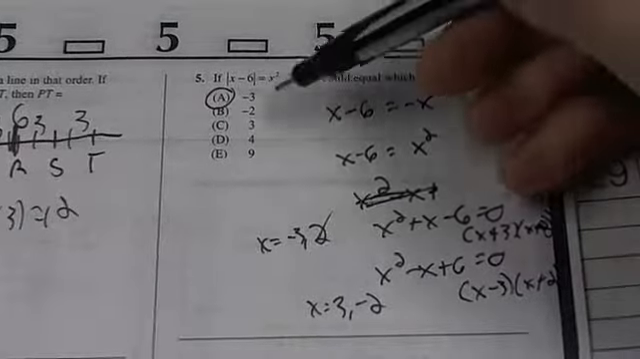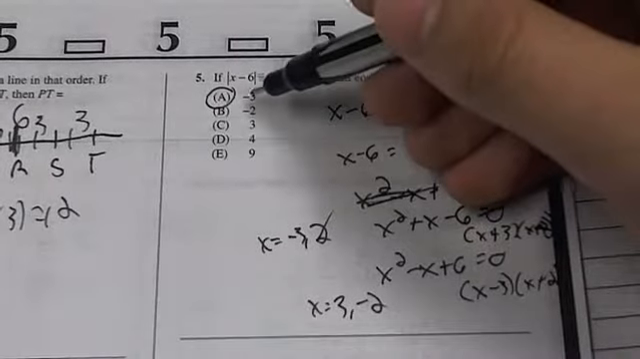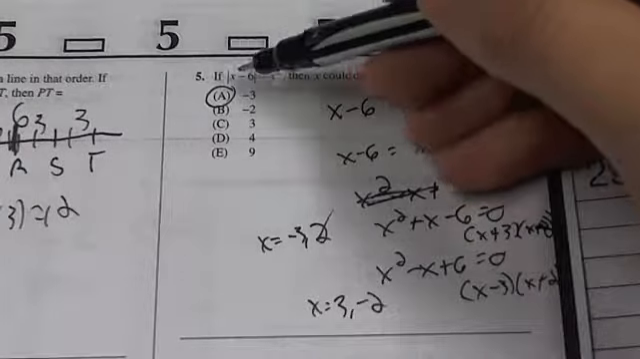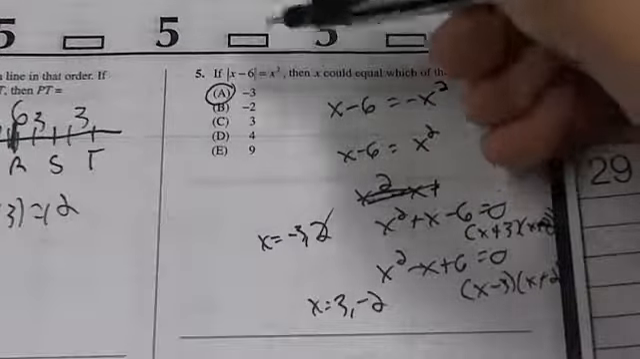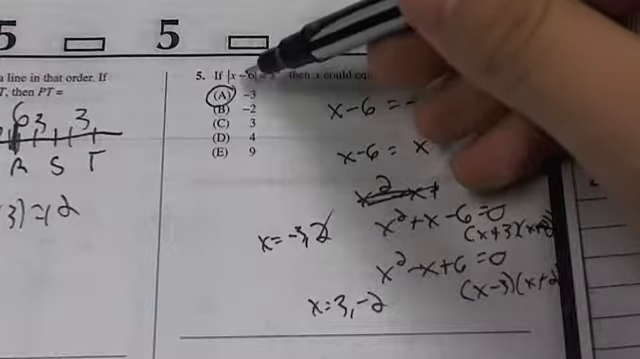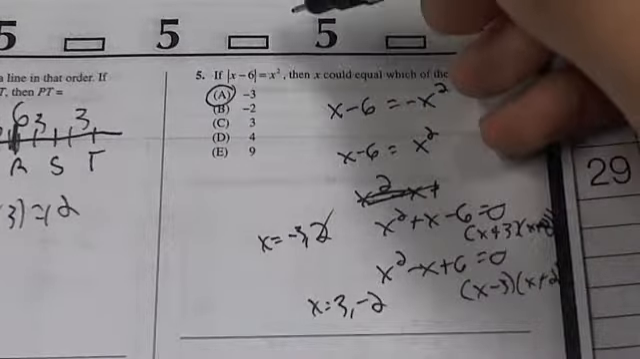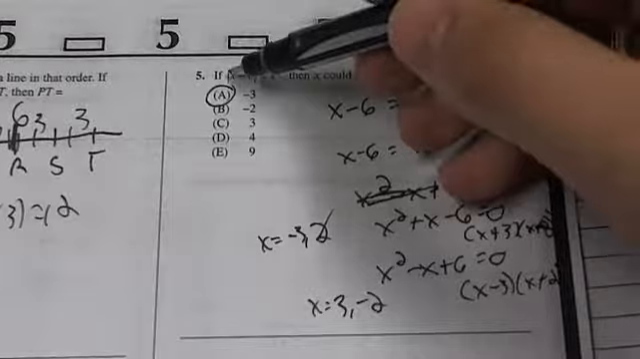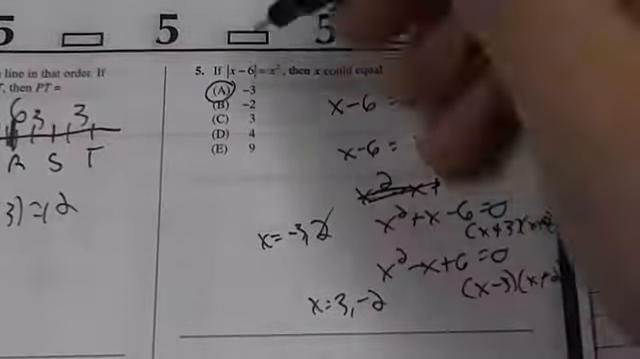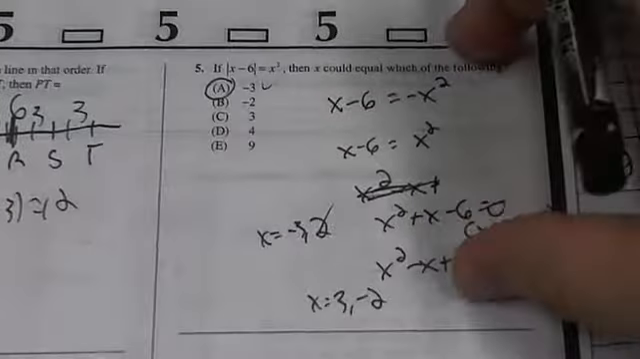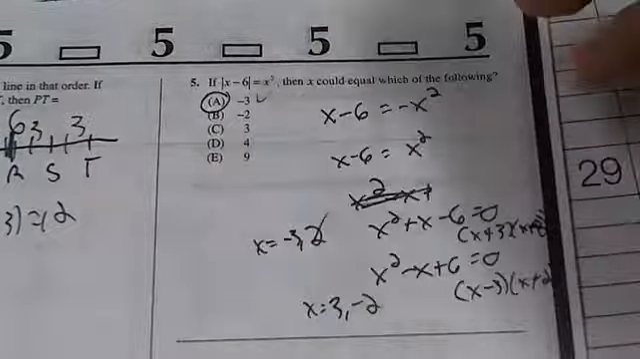Another way you can do it, if you're lazy, is to just plug in the answers. So you plug in A: negative 3 minus 6 is negative 9, the absolute value of which is 9, and that gives you 9, so that works. Plug in negative 2: negative 2 minus 6 is negative 8, and the absolute value of that is 8, and that's not 4. Plug in 3, you get negative 3, and the absolute value of negative 3 is 3, again not matching. So you can plug them in if you want, but the answer is A. You can do the algebra way or the plugging in way, and in this case, the plugging in way might be a little bit faster.